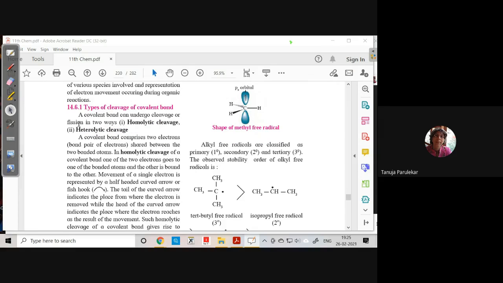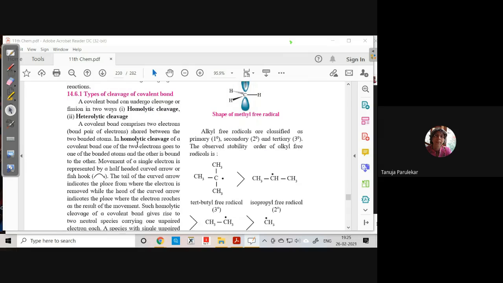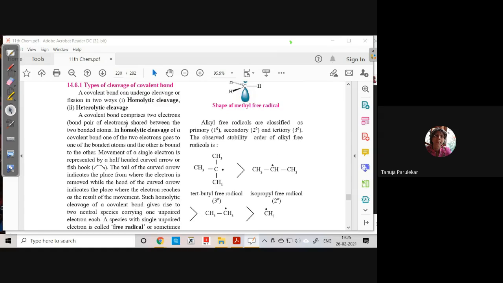So let us listen. A covalent bond can undergo cleavage or fission in two ways: homolytic cleavage and heterolytic cleavage. A covalent bond comprises two electrons, that is a bond pair, shared between the two atoms. That is a homolytic cleavage of a covalent bond. As I said, the covalent bond is made up of two electrons which are shared equally.